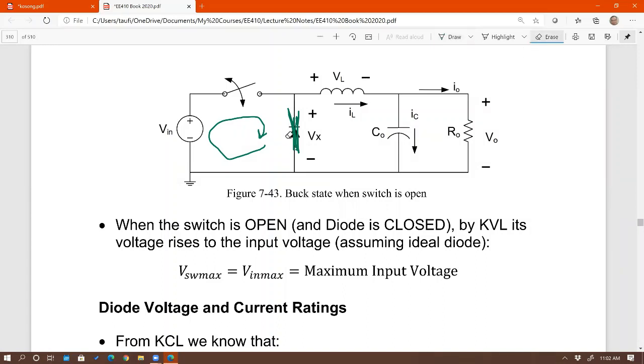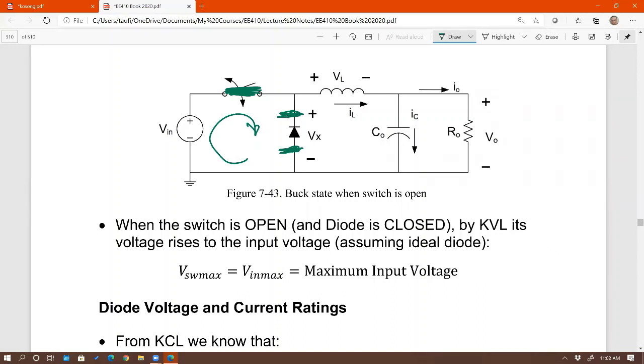What happens, and then I'll stop after this, when the switch is on and the diode is off? I'm trying to do this fast. This is on, this is off. What is the voltage of that diode when it's off? VIN, yes. If this is off, use that loop like here again. The voltage across that diode is also equal to VIN.